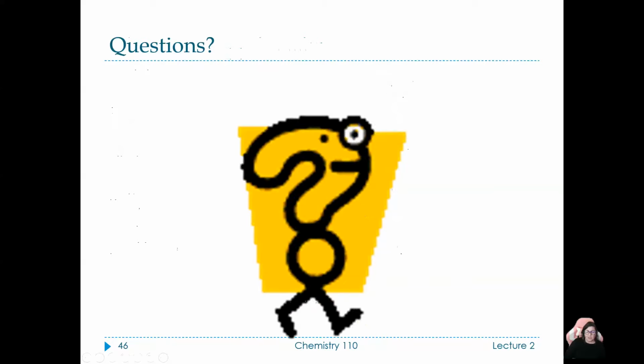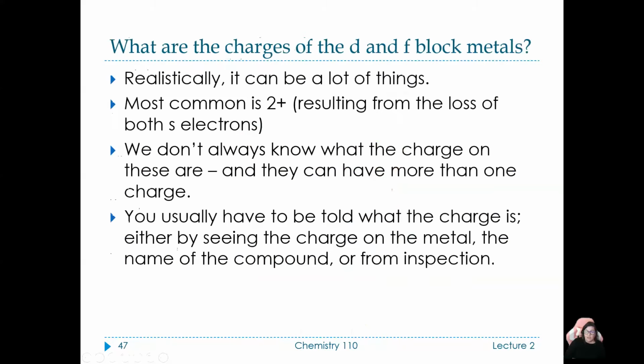All right, so where are we going now? What are the charges of the D and F block metals? Now notice we hadn't talked about these. Realistically, it could be a lot of things. The most common is 2+, resulting from the loss of both s electrons. I don't always know what the charge on these are, and they can have more than one charge. So like iron can be 2+ and 3+.